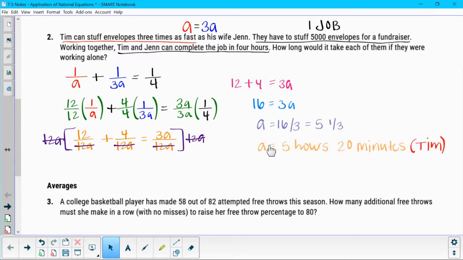And remember, A is representative of Tim's time. So Tim, if he was doing all 5,000 envelopes by himself, would do it in 5 hours and 20 minutes. Jen, she has a little bit rougher of a time. Remember, she's represented by 3a. So I'm going to do 3 times 16 over 3, which is going to give me 16 hours. Jen's going to be working a long time if she's doing it by herself.